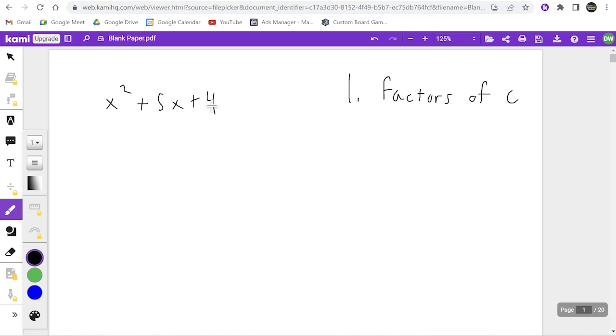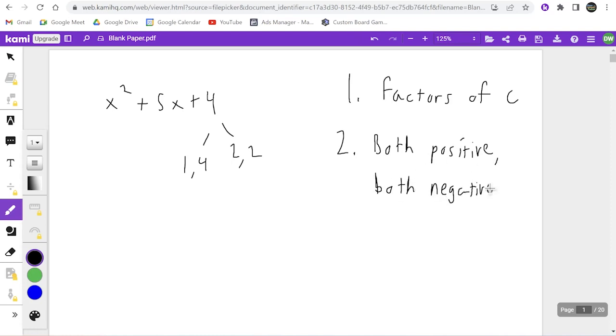So, step one, you've got to find the factors of c. And c is still the last number, it's the plus 4. So if you think of the factors of 4, it's literally the same thing. It's 1 and 4 and 2 and 2. That part didn't change. Step 2, you need to tell me if it's both positive, both negative, or one of each. You need to tell me that.